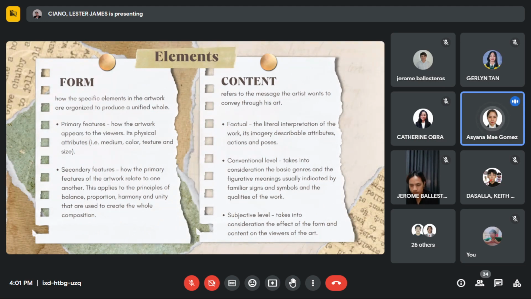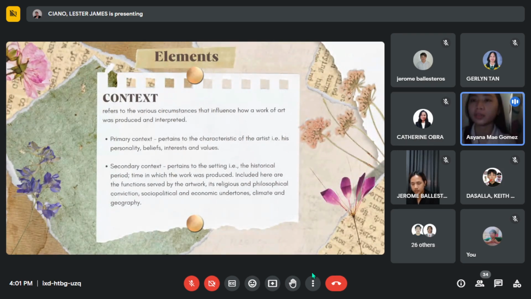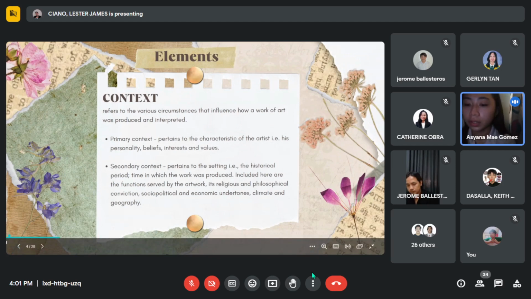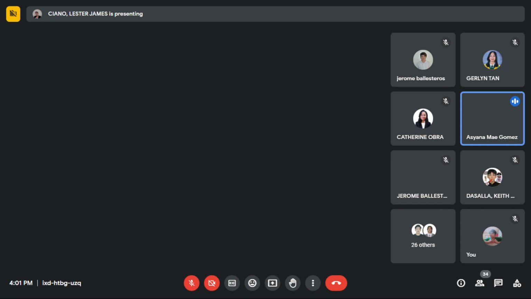So let's go to the next topic, which is the context of elements. So this context of elements refers to the various circumstances that influence how a work of art was produced and interpreted. It refers to various factors that influence the interpretation and meaning of the artistic elements. These elements also include the line, shape, form, color, texture, value, and space of the work. The context of elements also involves considering the purpose, historical period, cultural influences, and artistic intent behind the creation of the artwork.